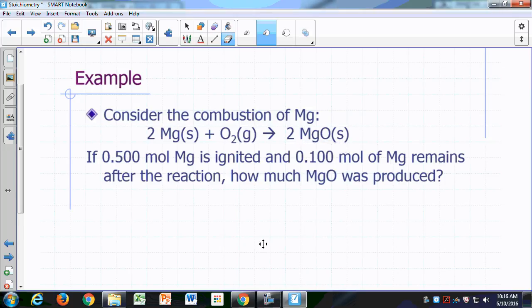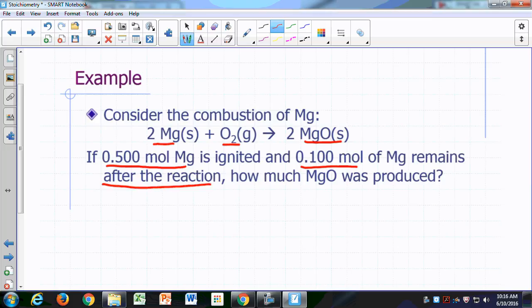Let's take a look at another example. Here you have the combustion of magnesium. So 2 magnesiums plus O2 yields 2 MgO. Suppose you had 0.5 moles of magnesium, you ignited it, but ended up that 0.1 moles of magnesium remained unreacted after the reaction. How much magnesium oxide was produced?